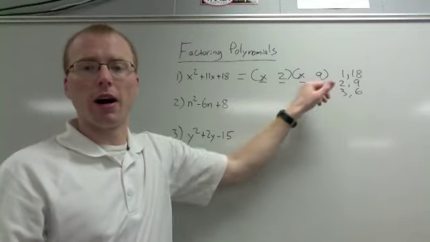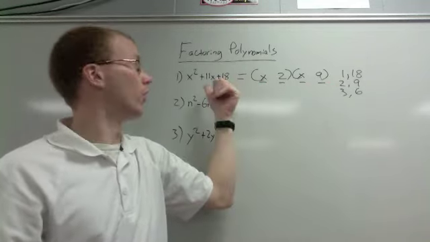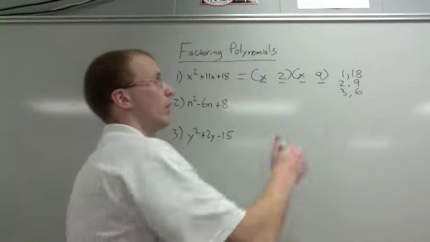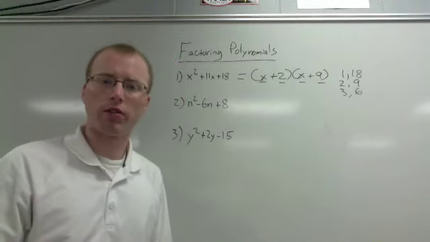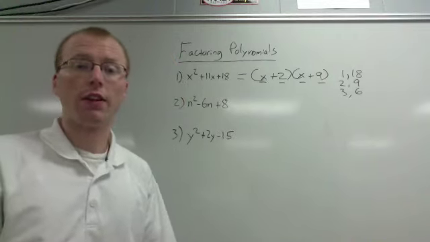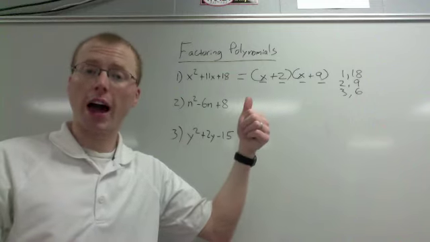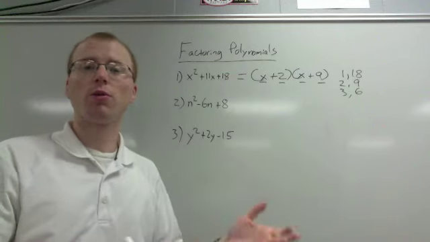And we're looking to get a positive 18, and our 11 is positive. Therefore, 2 is positive and 9 is positive. And that is our answer. We have just factored x squared plus 11x plus 18.